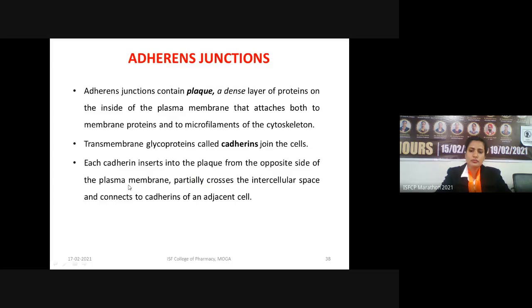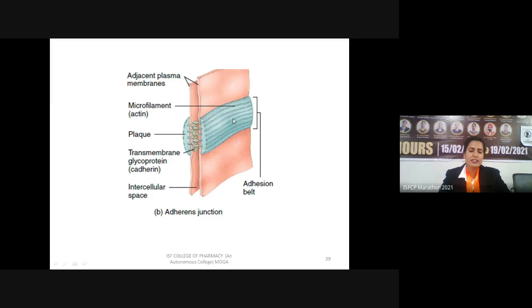So this is the structure of an adherent junction. This is the plasma membrane of one cell. This is the plasma membrane of the other adjacent cell. Here we can see that in the center there is the formation of the plaque. Plaque is nothing but protein. And in the center the transmembrane glycoproteins are present. This is the transmembrane protein of the neighboring cell, this is the transmembrane protein of the other cell. These protein molecules known as cadherin combine with one another and hold the cells together. This is the intercellular space, that is the space between these two cells.